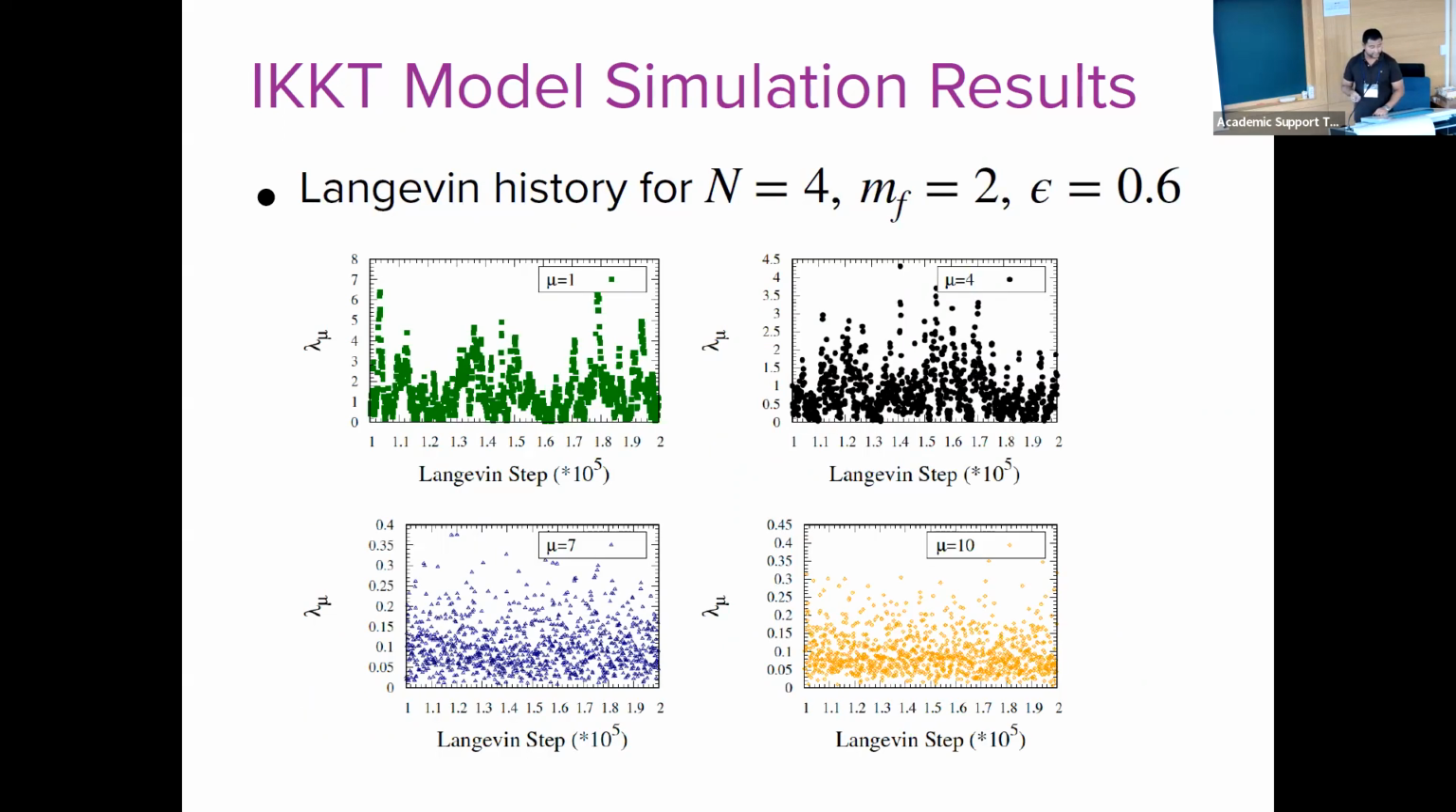Then we monitored the Langevin history, here for n equal to 4, mf equal to 2, epsilon equal to 6. They all look fine, fluctuating around something. We removed the thermalization part, so this is after the thermalization cut. I would say some autocorrelation is present here and here, but these two look perfect. The way we compute data is that you have to find the autocorrelation time, then take that as the gap for your measurements, so that the memory effects are not there.